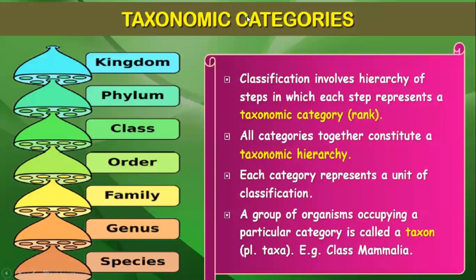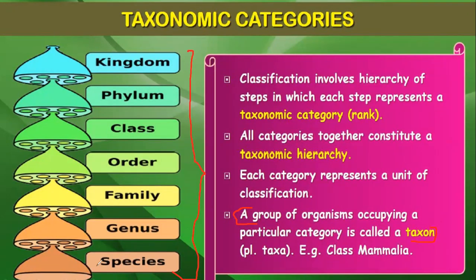Next is the taxonomic categories. As you know, there are different categories in hierarchical order, and the classification involves hierarchy steps in which each step represents a taxonomic category or a rank. All categories together constitute the taxonomic hierarchy. Is that clear? Each category represents a unit of classification. A group of organisms occupying a particular category is said to be a taxon.